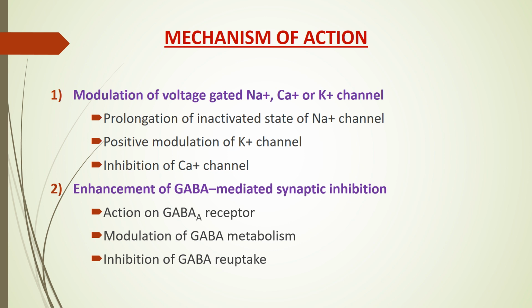The second major mechanism is enhancement of GABA-mediated synaptic inhibition. GABA is the inhibitory neurotransmitter in the CNS. So by enhancing this GABA-mediated transmission, these agents can depress the seizure activity. Under this, there are agents that act by acting on the GABA A receptor, modulating the GABA metabolism, as well as inhibiting the GABA reuptake.